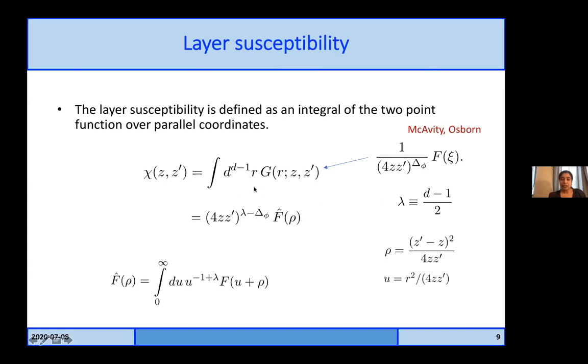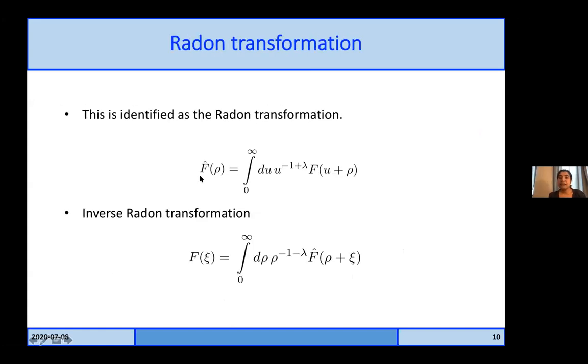So we are left with the r integral, and we make a change of variable from r to u, which is defined over here. So in terms of u, this f hat of rho is given by this. This is identified as a Radon transformation of the function f. So if f is a function of u, then we do the integral over u this way and end up getting the Radon transform, which is a function of rho. And this is the inverse Radon transform. So the inverse Radon transform of f hat gives back f, which is a function of the cross ratio xi.